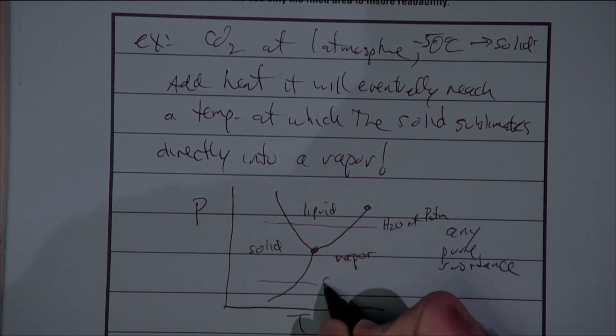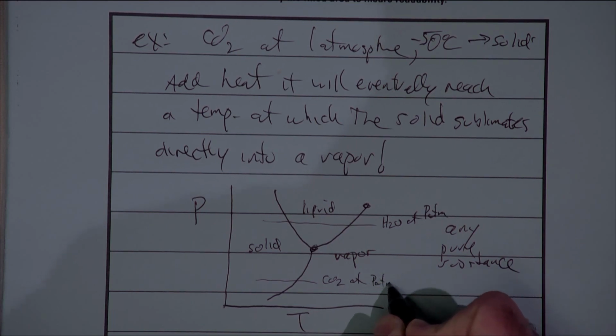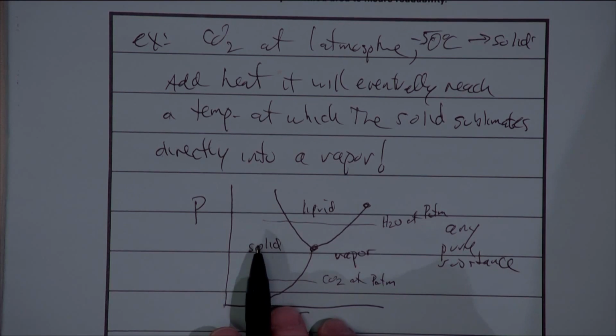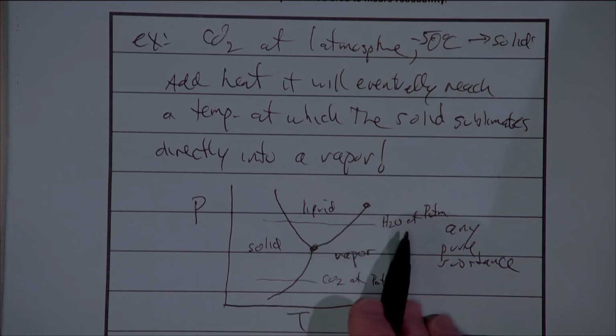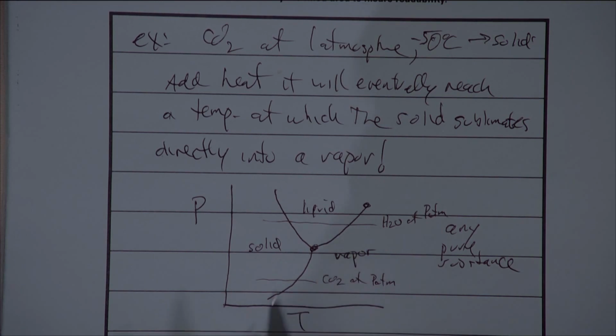Down here, this is how carbon dioxide would behave at atmospheric pressure. If you went up to a high enough pressure, then you would find that carbon dioxide as a solid would actually melt into a liquid. And then if you continue to add heat at that elevated pressure, it will indeed turn from a liquid into a vapor. So that's how pure substances work.